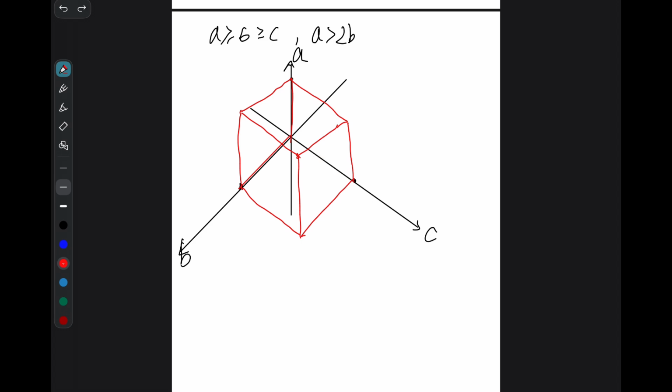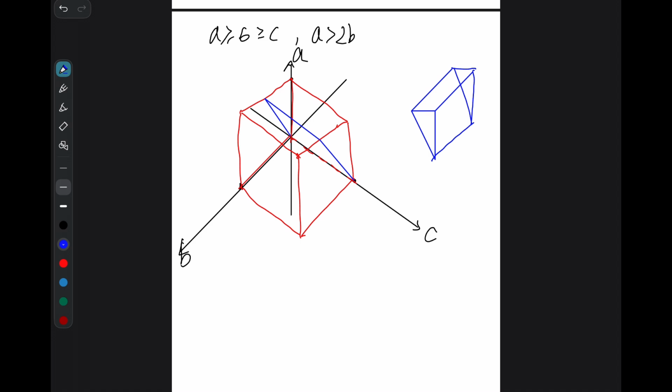Now A is bigger than 2B. So just like we did on the 2D plane, A is bigger than 2B. There should be a line connecting this, connecting it like this. So same thing should be here. So therefore, the boundary should be like this weird triangular prism shape, right?